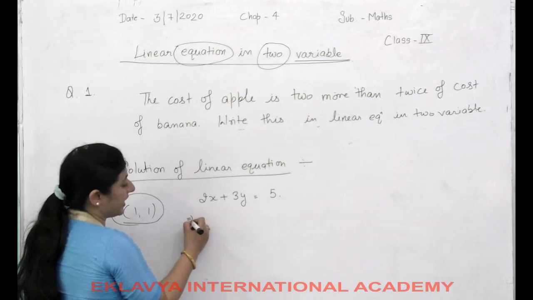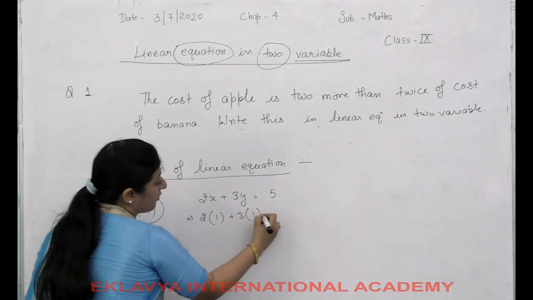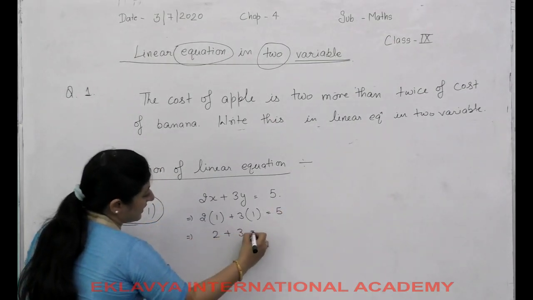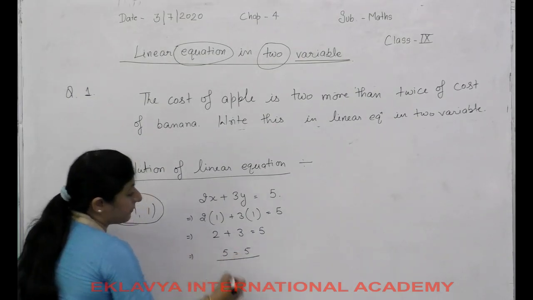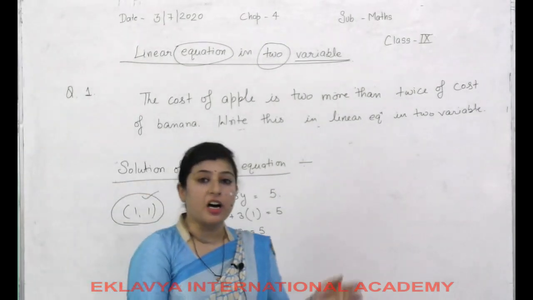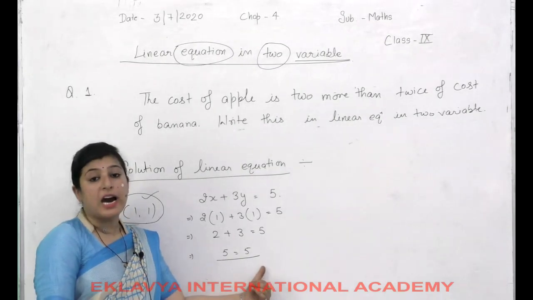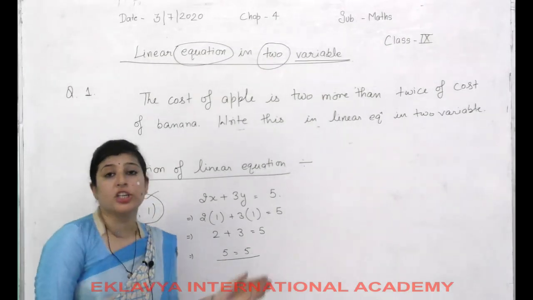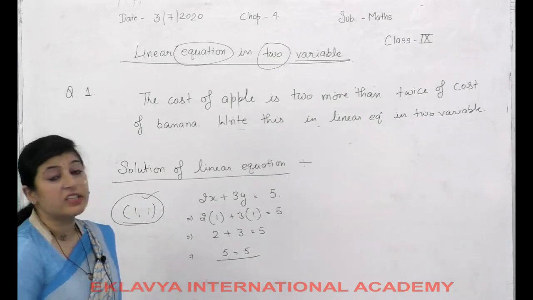Now put here: x value is 1, y value is also 1. 2 ones are 2 plus 3 ones are 3, then 5 is equal to 5. It means these values of x and y satisfy our given equation, we find LHS is equal to RHS. It means it is one of the solutions of this given equation. This is only one solution.